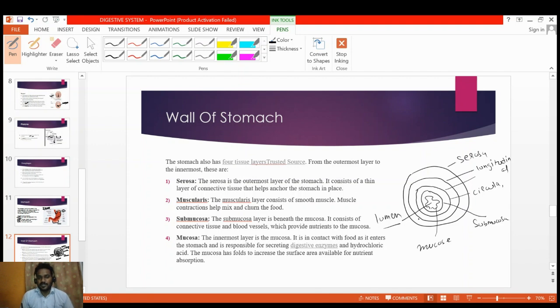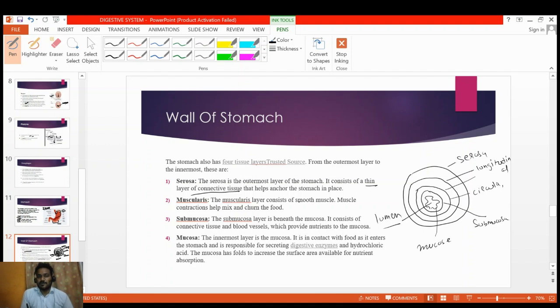Serosa is the outermost layer. It consists of a thin layer of connective tissue, helping in anchoring the stomach in place. This is the outermost layer, comprised of connective tissue. Next to this, we have the muscularis layer, which consists of smooth muscle that contracts very slowly, helping in mixing or churning the food.